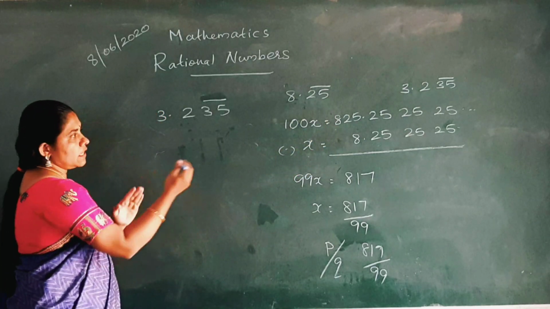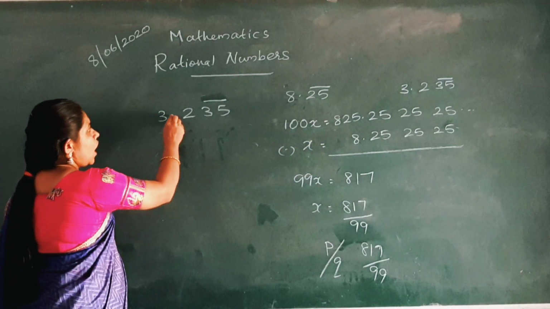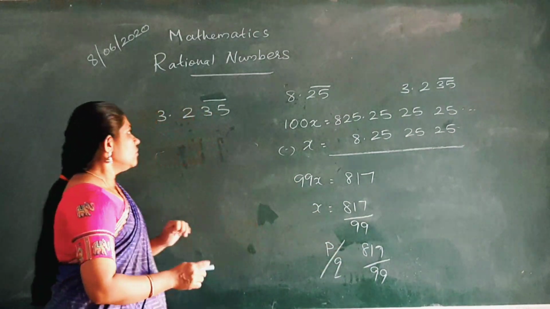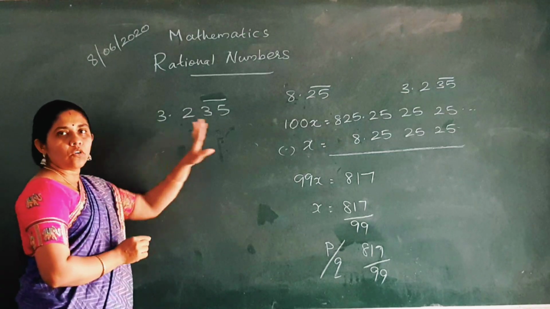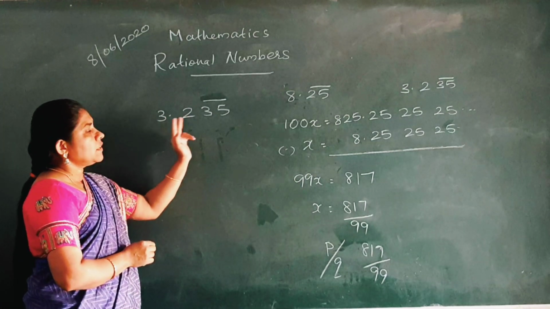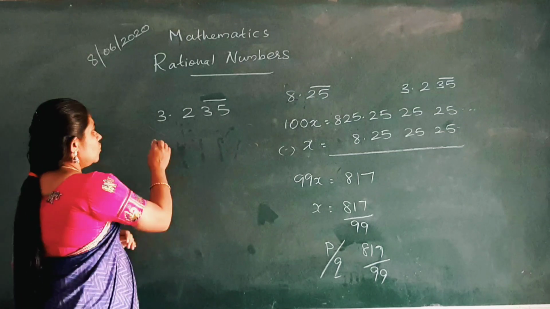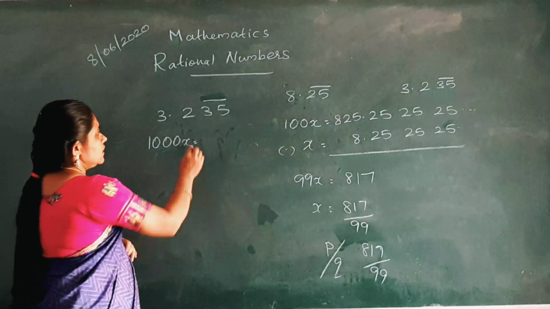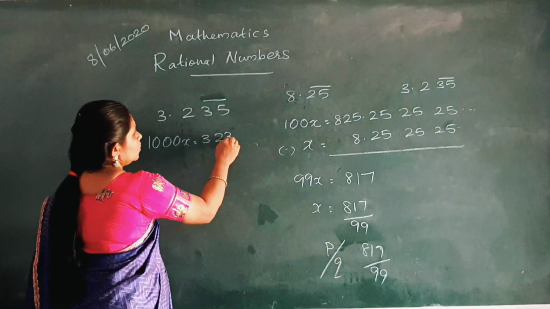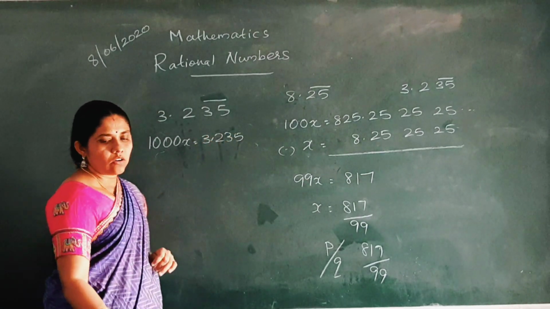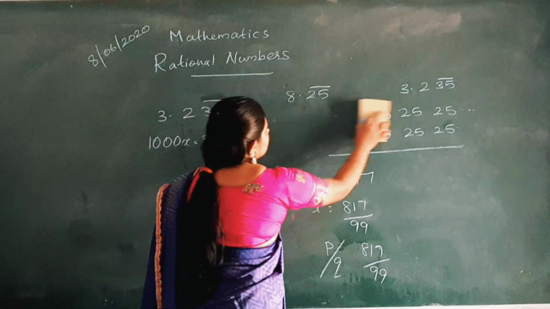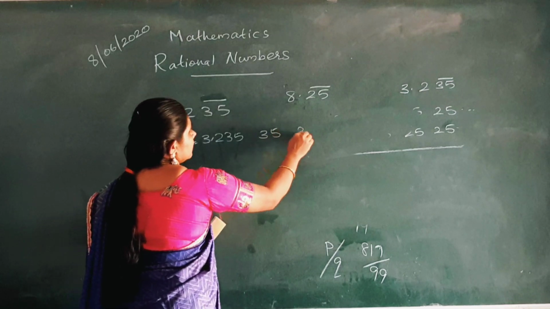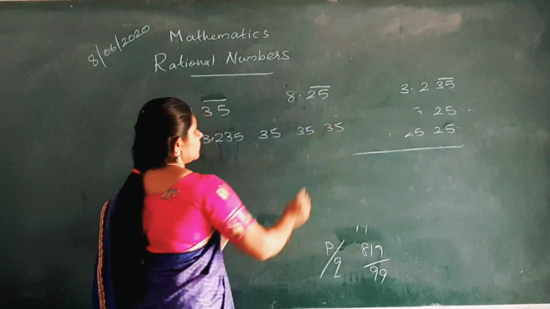Here the first step is the same. How many numbers are there after the decimal? Three numbers, so we will multiply by 1000x. 1000x is equal to 3235.353535, with 35 repeating, like that.